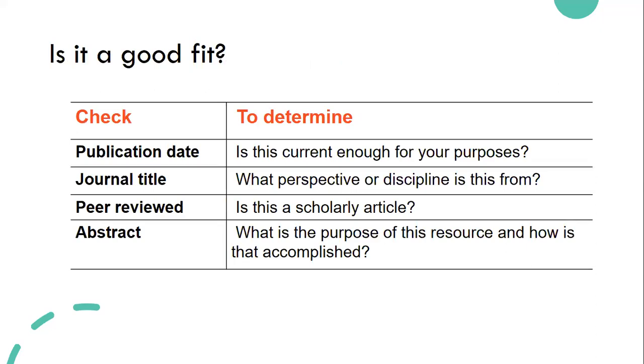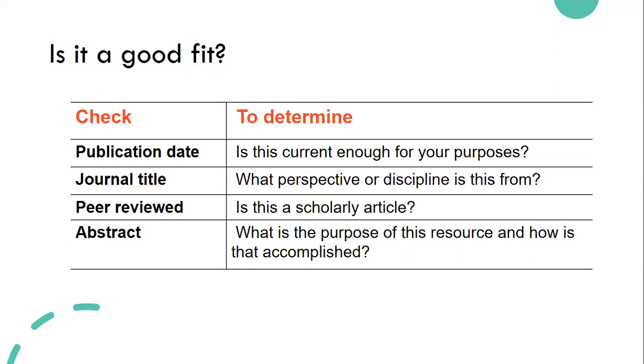Once you find an article that you're taking a closer look at, there's a lot to consider, but I always like to highlight a few key things to take a look at. For example, the publication date. Is this current enough for your purposes? The journal title will often tell you the perspective or the discipline that this is coming from. Is it peer reviewed? That will help you know whether it's a scholarly article. And the abstract will give you an overview of the article, which usually tells you the purpose of the resource and how they got there. So are they going out and collecting new data? Are they just giving you a perspective based on their own experiences?